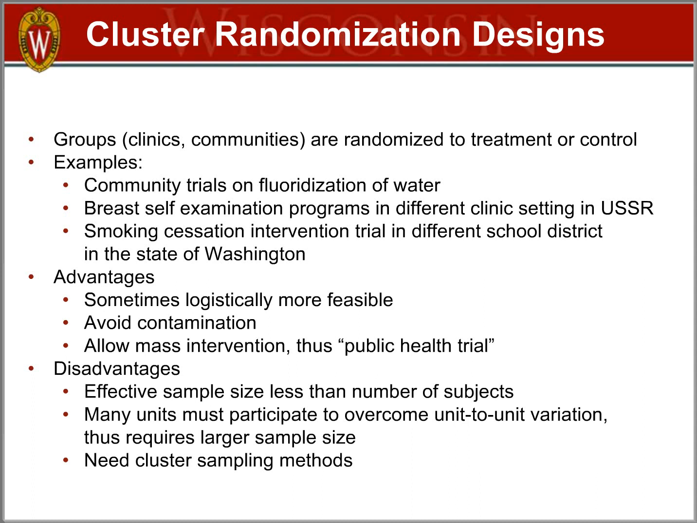It avoids contamination. People in the school or the classroom are doing the same thing. It's also sometimes a good design if you want to do mass intervention in the public health arena. The disadvantage is that sometimes the effective sample size is less than you think. It's less than the number of subjects because within a classroom or school, they're doing the same thing, so it's not as though you've got independent replications, but there's a correlation. So we will see later that we have to adjust our sample size estimation to take into account that clustering. But nevertheless, it's a very effective design for certain kinds of studies where you're intervening on a mass scale.